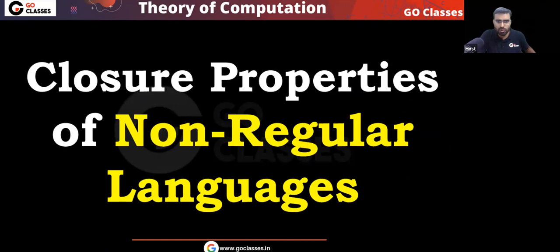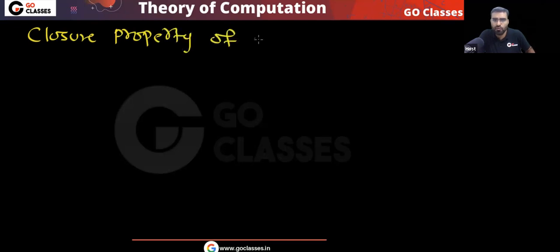One thing I want to tell you: when you study closure property of any set S, there are two categories you can create. Yes or no? Either an element belongs to S or it does not belong to S.